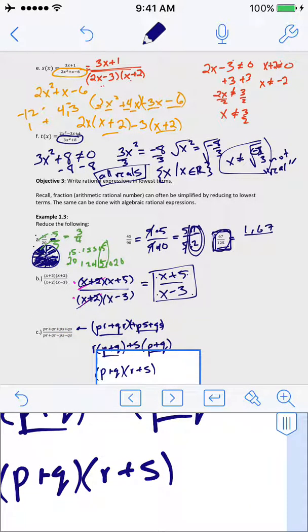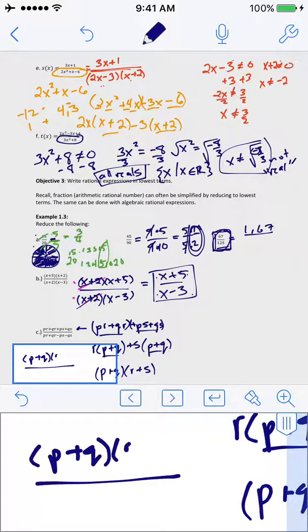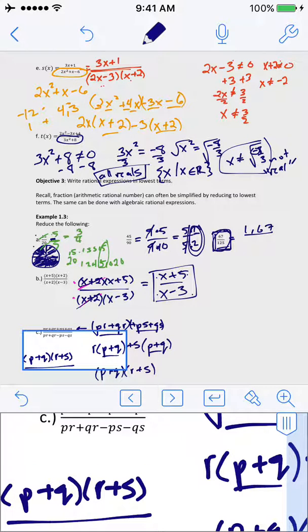Alright, so that's a new way to write my numerator. My numerator now becomes P plus Q times R plus S, right? That looks a lot better. Now I've got some things actually multiplying, right? So maybe if we do the same thing with the bottom, the denominator, we might get some things that'll cancel.